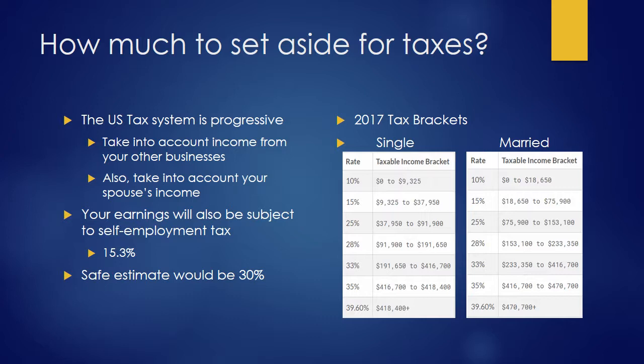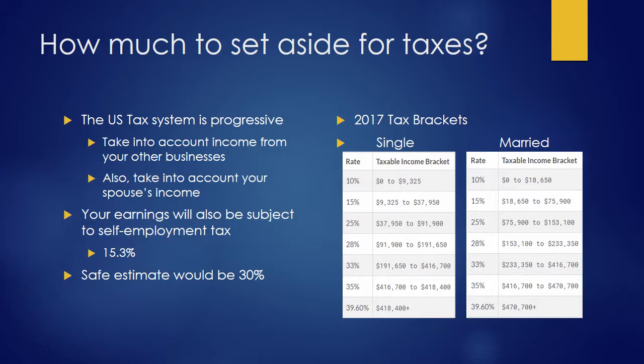So like I said, this is kind of a hard question to answer, but my safe bet is 30%. If you're setting aside 30% of your income, your net income, so that end number, then you should be okay.